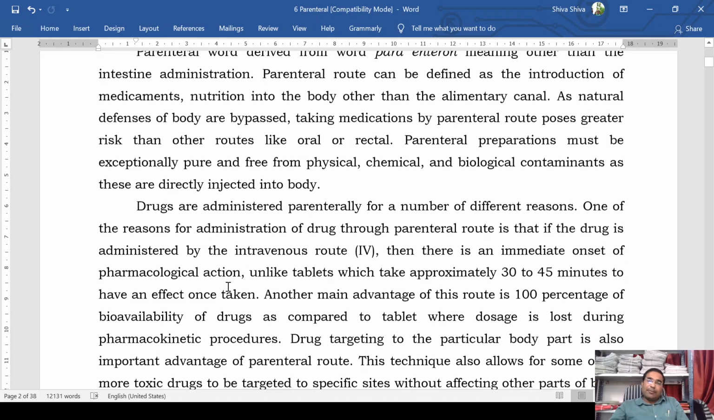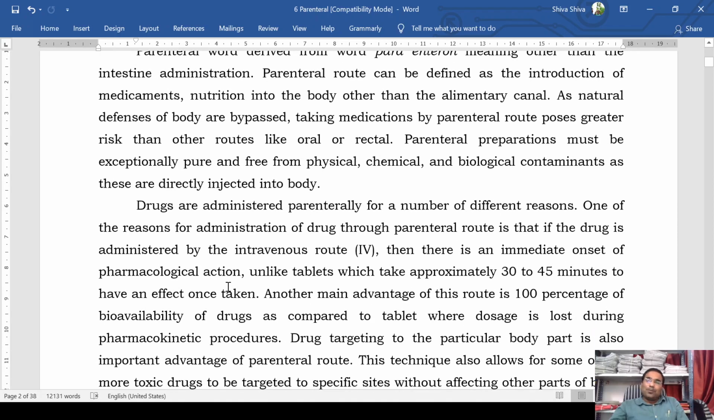Drugs are administered parenterally for a number of different reasons. So one might think, why are drugs administered through parenteral route? If you can give that drug through oral route or any other topical or rectal route, why is parenteral route preferred? So there are n number of advantages for the formulation of drugs through parenteral route. One of the reasons for administration of drug through parenteral route is that the drug is administered by the intravenous route.